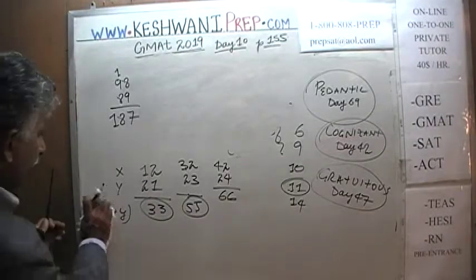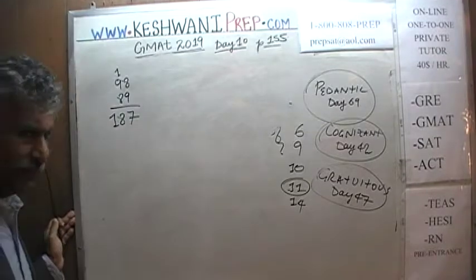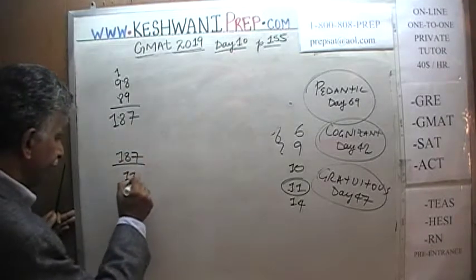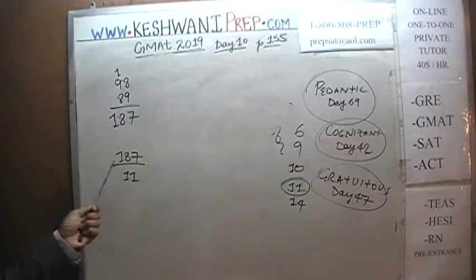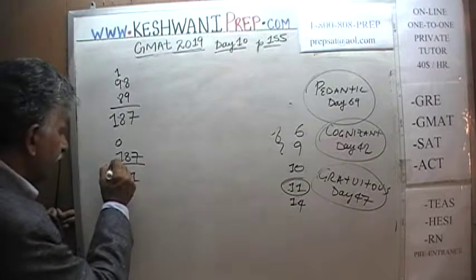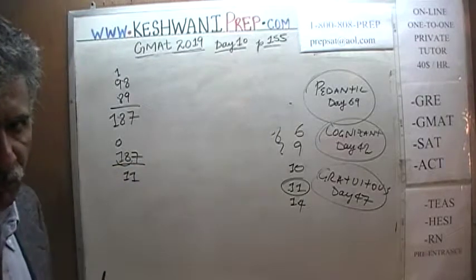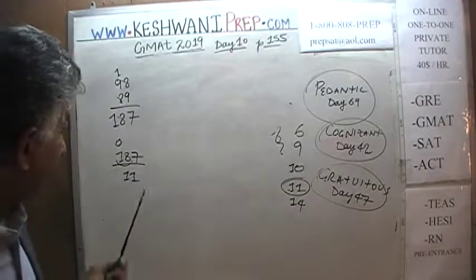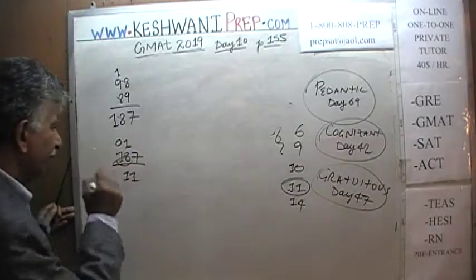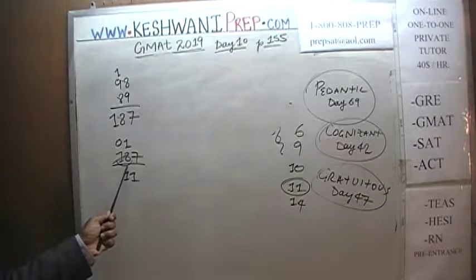And I can show it to you very quickly if you like. 187 we're going to divide by 11. How many 11s does 1 have? 1 has no 11s. 1 is too puny to have any 11s. What does it do? It goes to 8 and joins it. It joins forces with 8 and it becomes 18. How many 11s does 18 have? 18 has 1 11. After we take away 11 from the 18, what do we have?